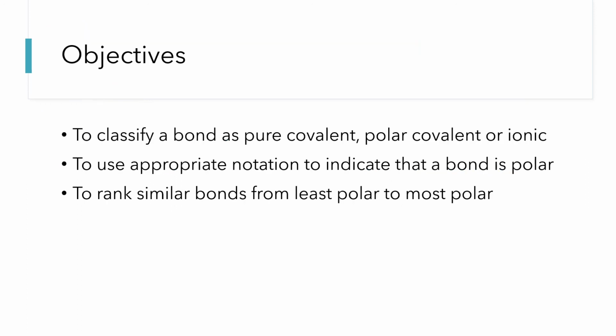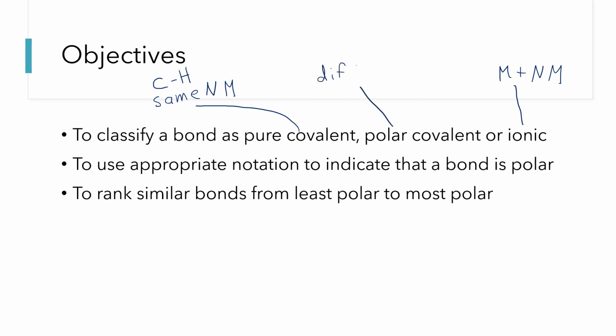So we looked at how you classify a bond as pure covalent, polar covalent, or ionic. Ionic is a metal plus a nonmetal. Pure covalent is mostly the same two nonmetals bonded to each other, but we're also going to consider carbon-hydrogen to be a pure covalent bond, and then a polar covalent bond will be between two different nonmetals.